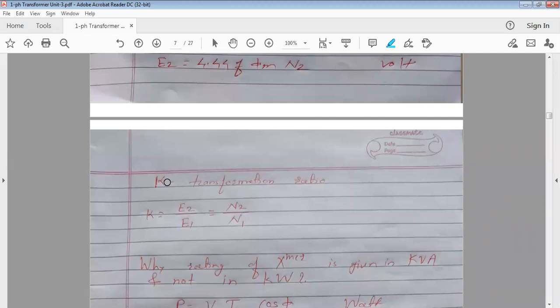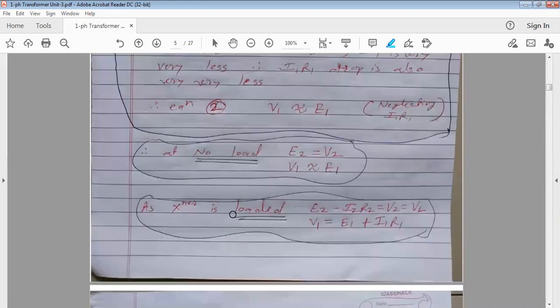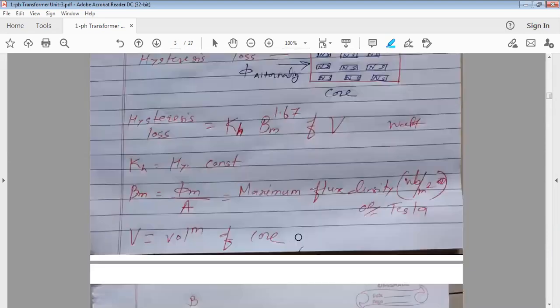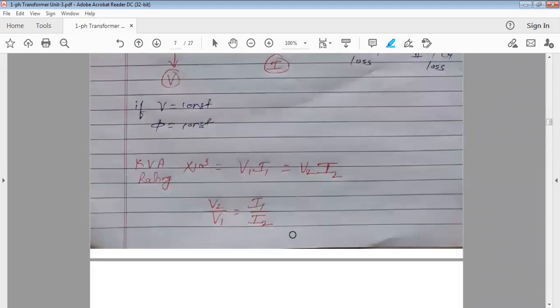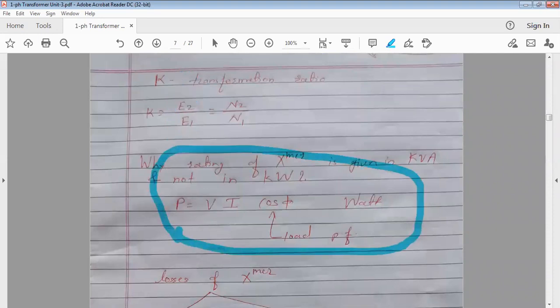For that, the formula for active power we know: VI cos phi. So for a motor, electrical is the input and mechanical is the output. So the motor itself is a load. Here you can see the formula for active power, VI cos phi. For a motor, electrical is the input, mechanical is the output, so the motor itself is a load.